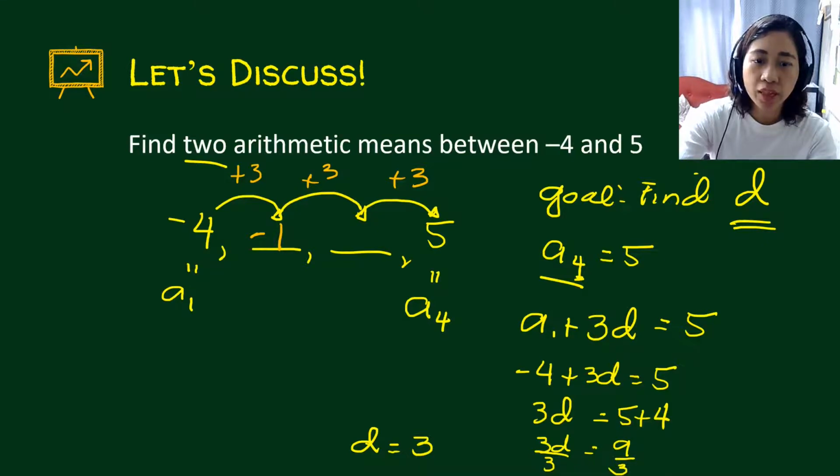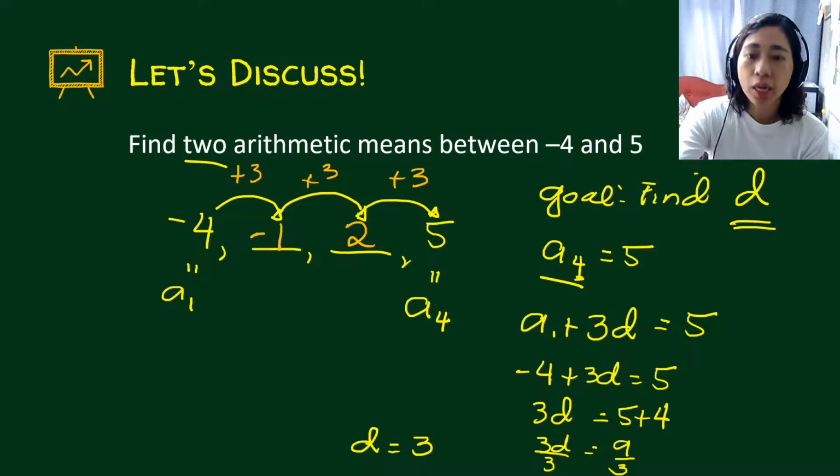What do we have? Negative 1 plus 3 is 2. And then, check lang natin. And then, we have 2 plus 3 is 5. So, tama tayo. These are really the arithmetic means between negative 4 and 5.